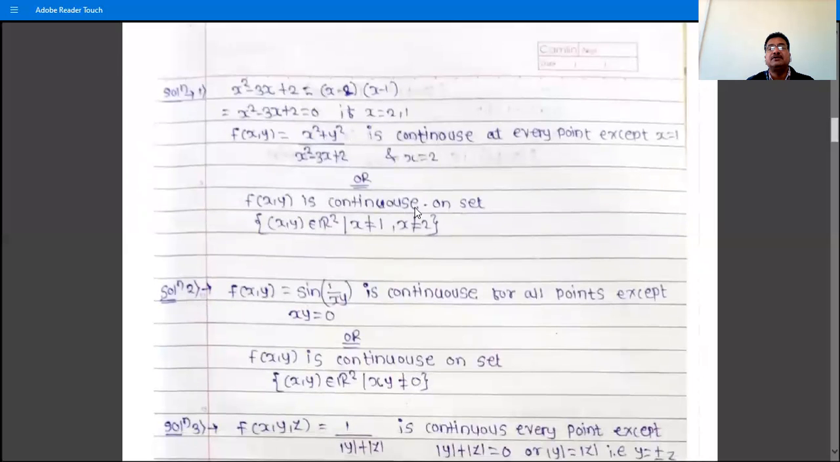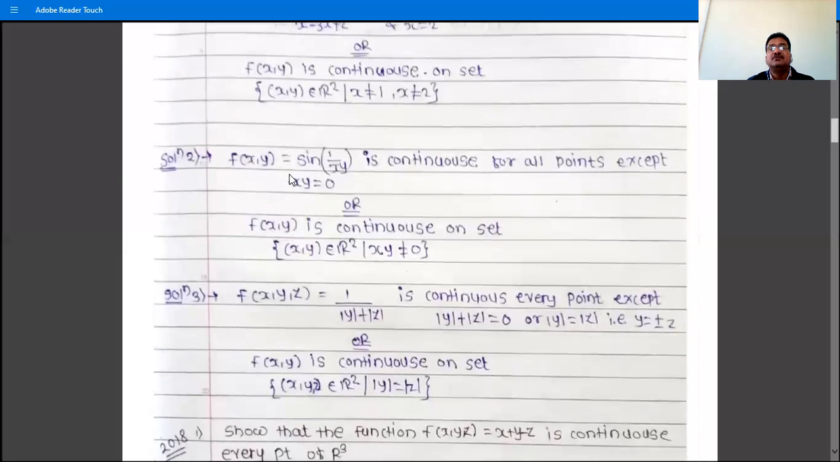So it's continuous at every point except at x equal to 1 and 2. Or we can write f(x, y) is continuous on the set (x, y) belongs to R squared, such that x is not equal to 1 and x is not equal to 2. So again, the function f, sin of 1 by xy, is continuous for all points except where xy is 0. Except when xy is 0, at that point the function is not continuous. So f(x, y) is continuous on the set (x, y) belongs to R squared, such that xy is not equal to 0.